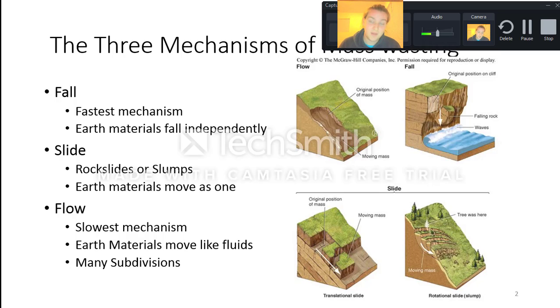So the slide mechanism, which is the second mechanism, and it is nearly as fast as the fall, can be subdivided into two different categories, the rock slide and the slump. And in these mechanisms, the earth materials tend to move as one large body. And the last mechanism is the slowest mechanism, but should not be ignored just because of that. It is the flow mechanism, where these materials tend to move more like fluids, and they have various subdivisions present.